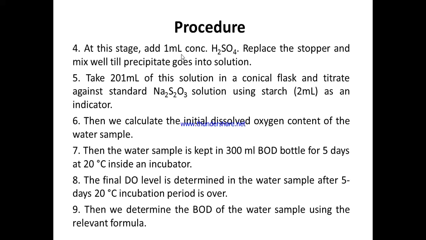So we add in the BOD bottle where a brown or a whitish precipitate has settled down at the bottom and a liquid layer is at the top. We add 1 milliliter of concentrated H2SO4 very carefully. Okay, then we replace the stopper and mix well till the precipitate goes into the solution. As soon as we add 1 milliliter of concentrated H2SO4, the entire chemical and basically precipitate and the liquid mix properly and the precipitate disappears.